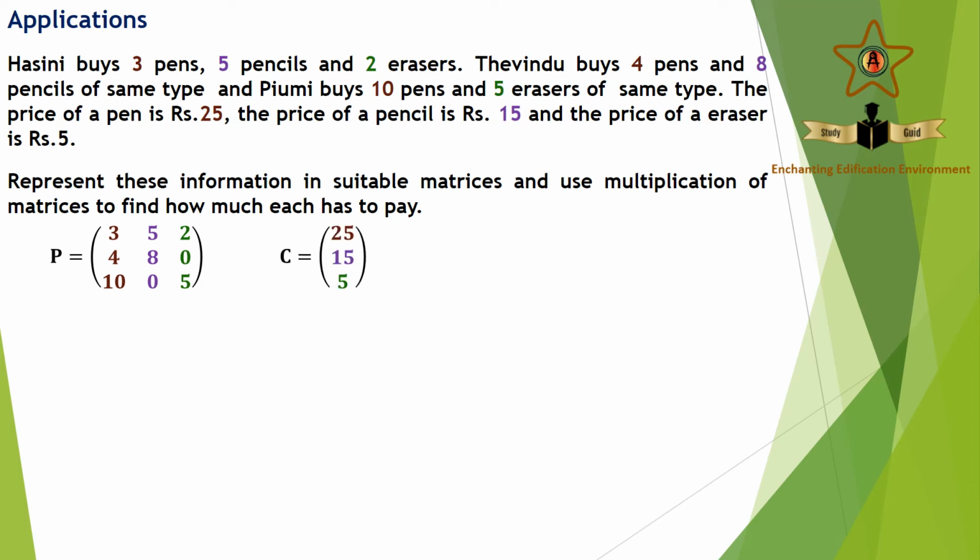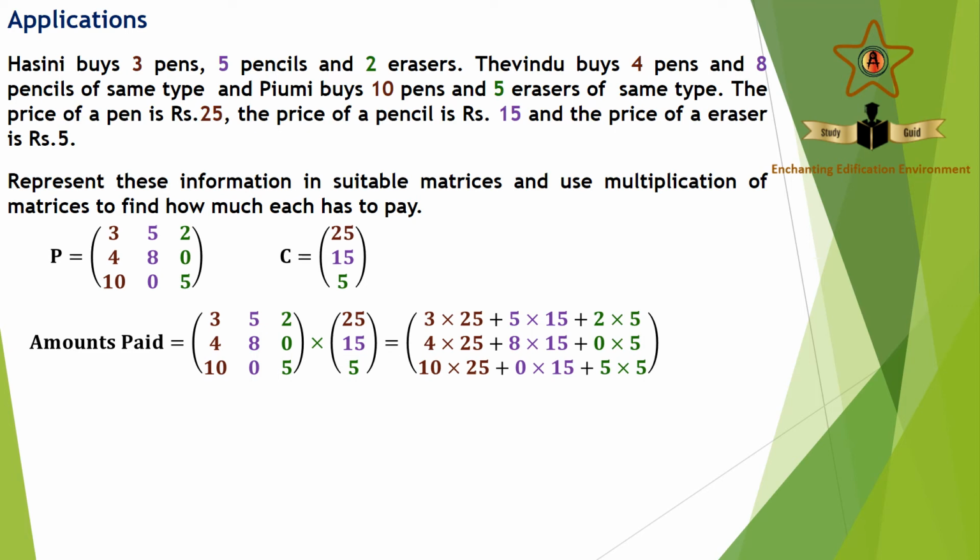That matrix should be a column matrix because each item in the row has to be multiplied by a column. So the cost matrix should be a column matrix. Now we are going to multiply these two matrices. Now first of all we have to multiply 3 by 25, 5 by 15, 2 by 5.